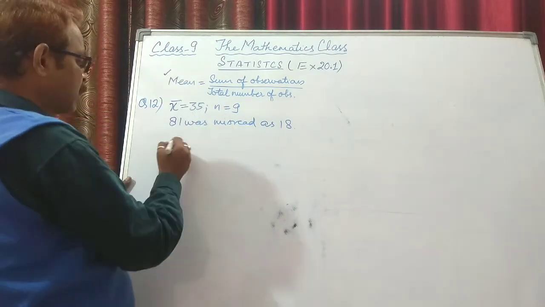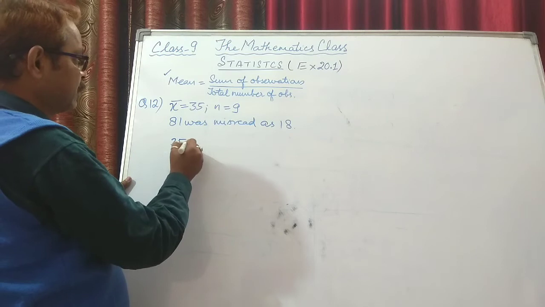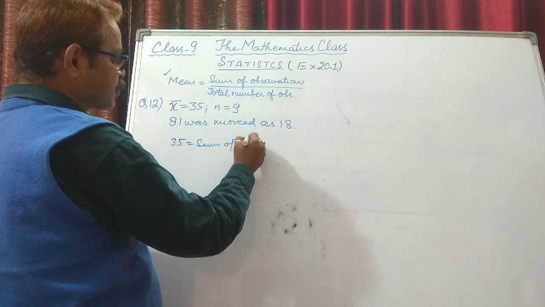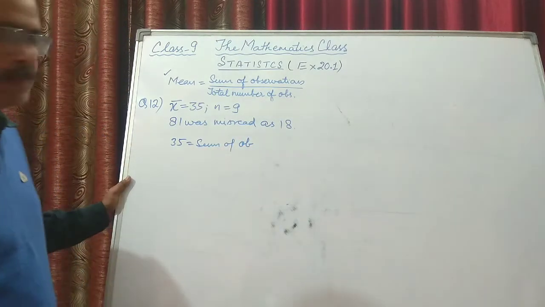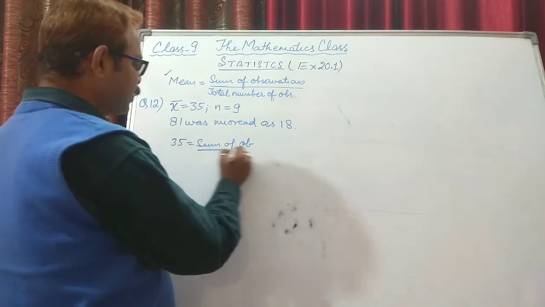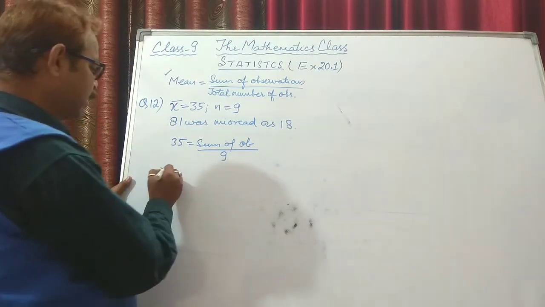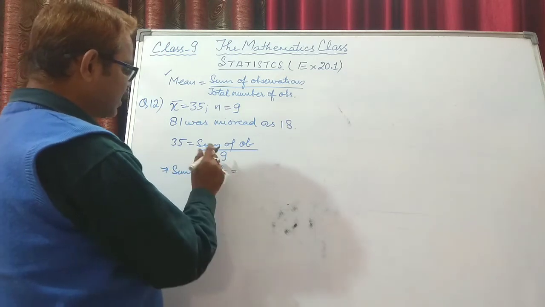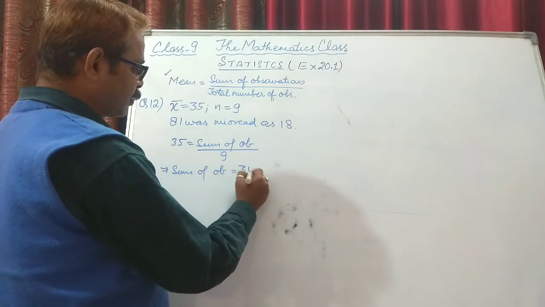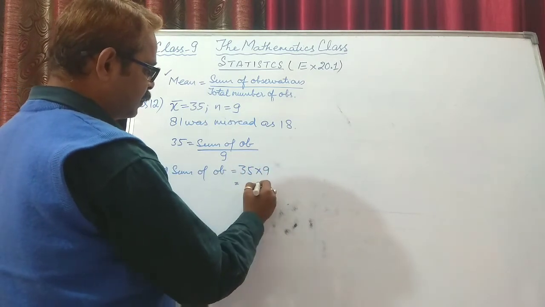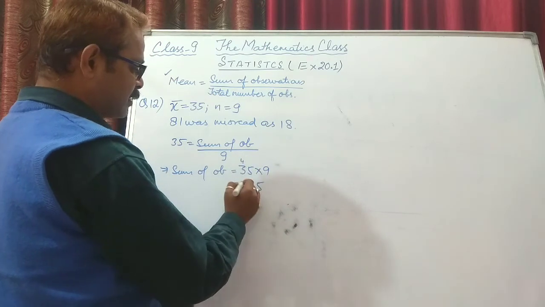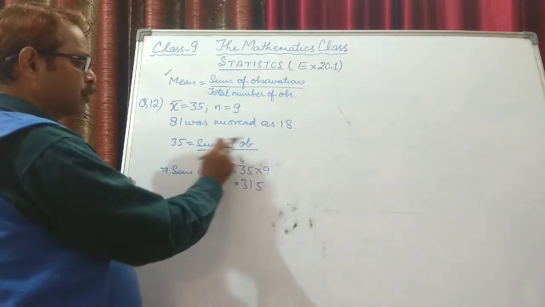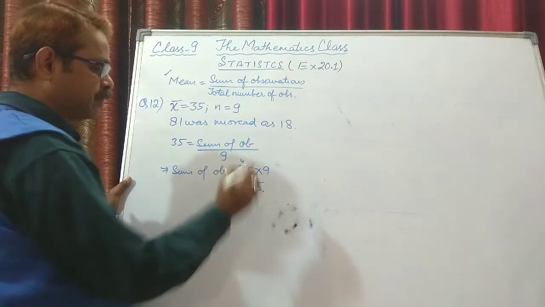So we will use the same formula. Mean, that is 35, is equal to the sum of observations upon 9. The number of observations will be the same, so I am not writing 9 again. So the sum of observations is 35 into 9. 9 5s are 45, 9 3s are 27, 28, 30, 31. 315 is the total, or you can say the sum of observations is 315.